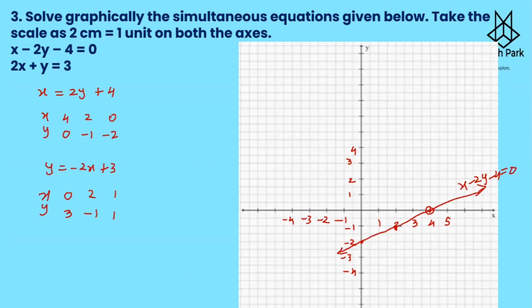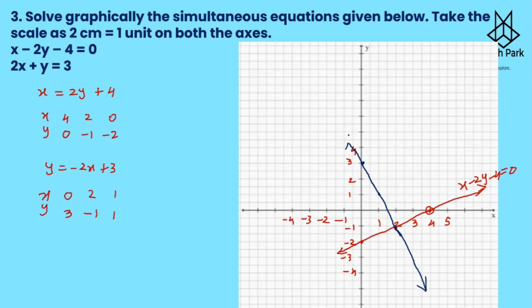Okay, 0, 3. So x is 0 and y is 3 is this point, 0, 3. Then we have 2, comma minus 1. 2, comma minus 1 is again the common point. Of course, that is going to be the solution. And 1, 1. So let us draw. Yeah, so this is your line ready.